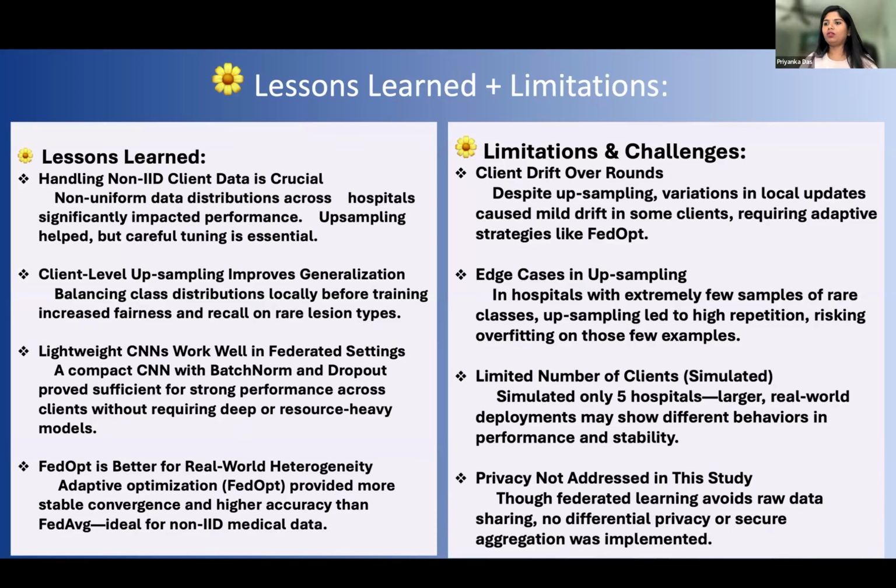Also, this was a simulated study with only 5 clients. Real world federated deployments at scale, like 50 or 100 clients, may behave differently, both in terms of convergence and stability. And finally, privacy wasn't addressed in this study. Although federated learning inherently avoids sharing raw data, I didn't implement differential privacy or secure aggregation, which would be critical in a real healthcare setting. So, while the results are promising, these limitations open avenues for future work.